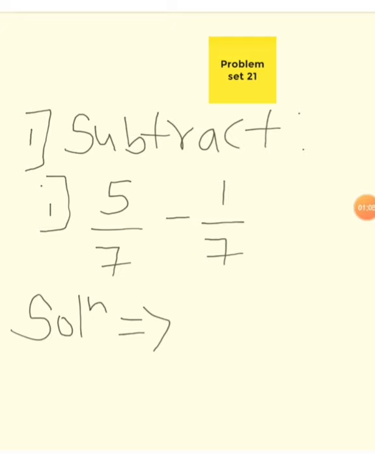To solve this like fraction, first of all we will write the denominator as it is, because this is the common denominator. Only one time we will write that 7. Now we have to subtract the numerators, because here the subtraction sign is given. So 5 minus 1 is 4 upon 7, as the denominator 7 stays. So our answer will be 4 upon 7.